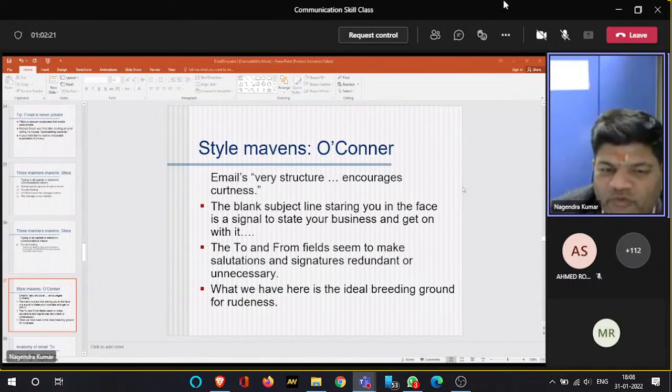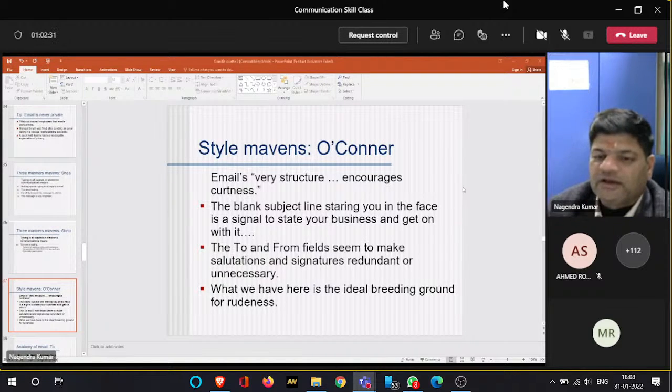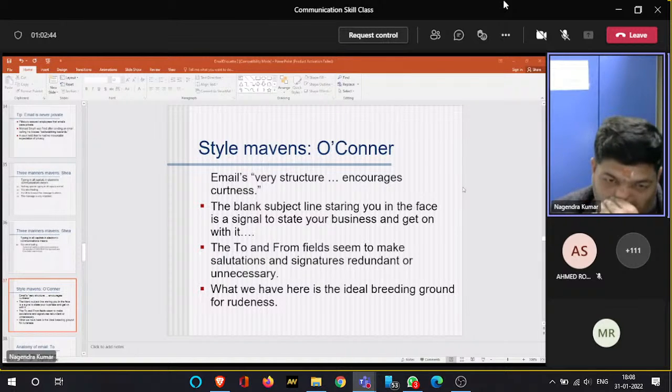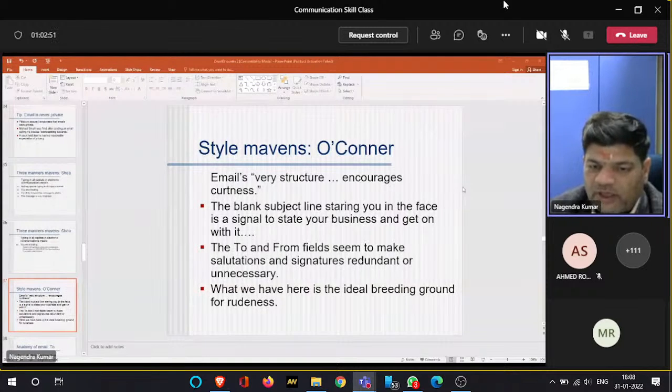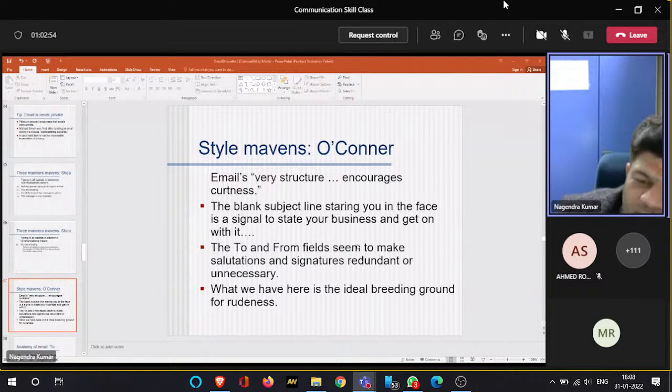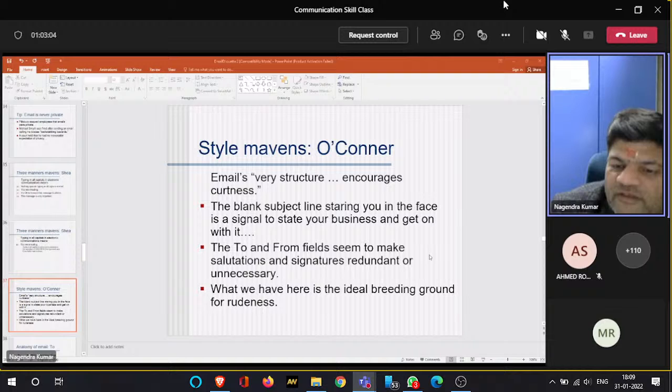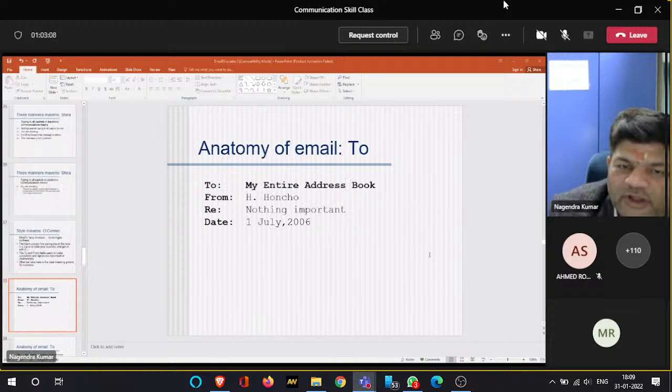The to and from fields seem to make salutations and signatures redundant or unnecessary, because our emails are not like that. In emails, we put the email IDs of people, and that is about it. And the from signature, all of us have configured these signatures in our system, so they automatically get attached to our email. What we have here is the ideal breeding ground for rudeness. So if you don't put a subject line, and if you don't put a salutation, you are sounding rude. Let us look at this.